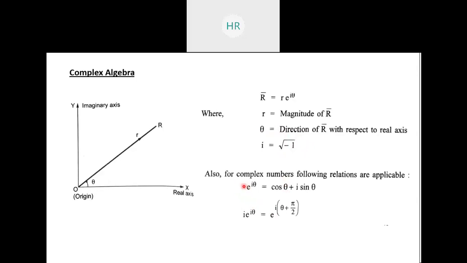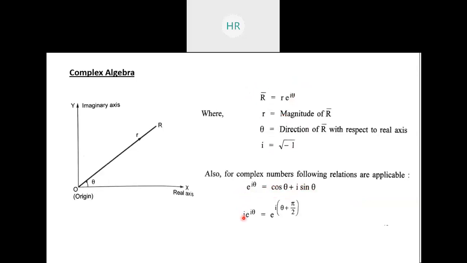Also, for a complex number, this relationship is applicable: e raised to i theta is equal to cos theta plus i sin theta. You need some math background to understand this. I am not going to discuss this in detail. You just have to note that we can write e raised to i theta is equal to cos theta plus i sin theta. Means we can use this property in the equation.